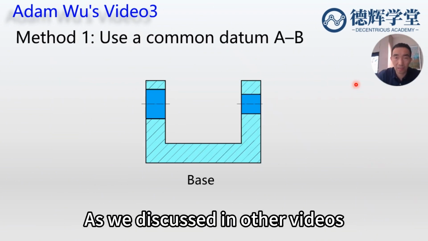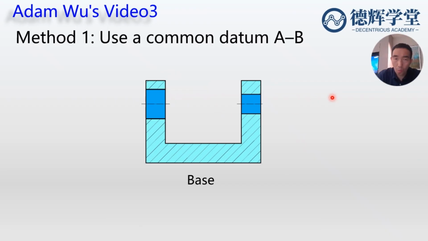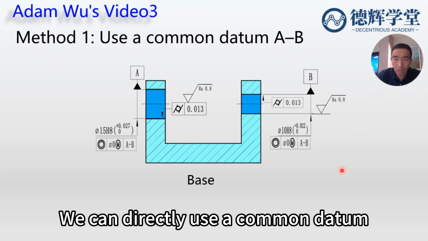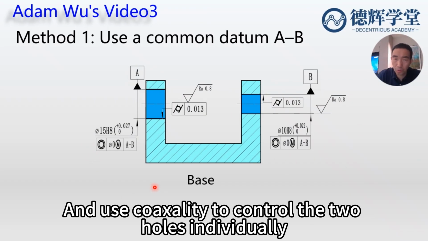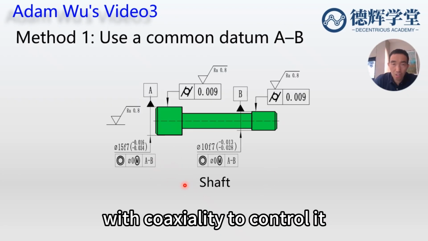As we discussed in other videos, for these two hinge holes, we can directly use the common datum and use coaxiality to control the two holes individually. For the shaft, we use the same approach, using a common datum A-B with coaxiality to control it.